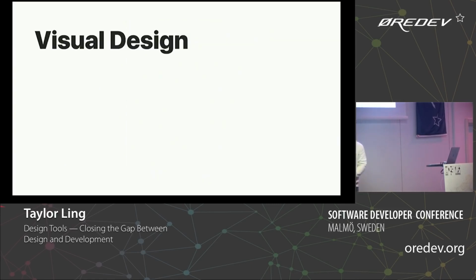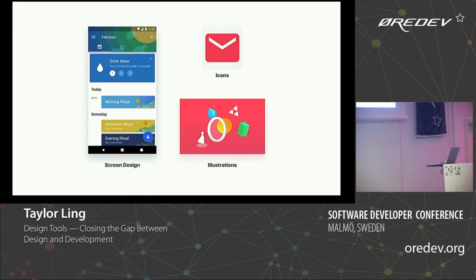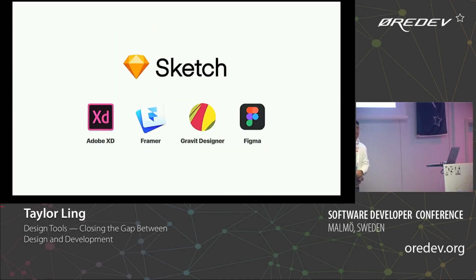So first thing, let's talk about visual design. Visual design, of course, is the most important one, and of course, it's screen design. But we also use design tools to design icons and also illustrations. There are a couple of tools out there that are pretty famous right now, available for designers. The most famous one, if you're using the Mac ecosystem, you probably heard about Sketch. Still the number one in the design community because of the plugin system and stuff like that. But there are also upcoming tools like Adobe XD, Figma, and Graphic Designer.